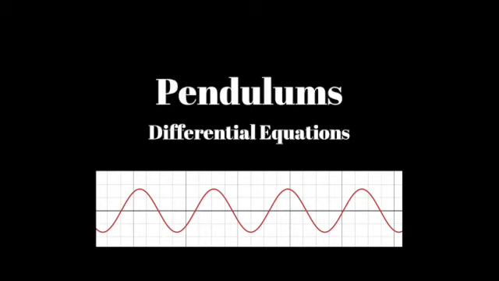Today we're going to be showing how to do differential equations to solve problems involving pendulums. So let's return to this example where we have a pendulum of length L and mass M. And so let's take a look at the torque on this mass object down here.